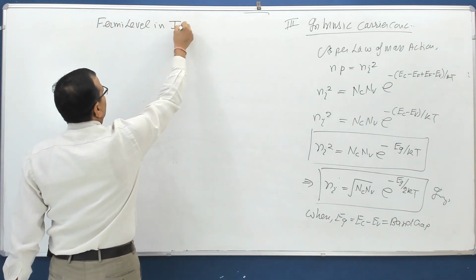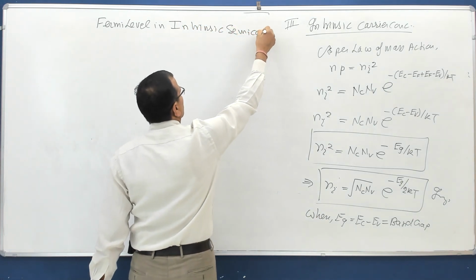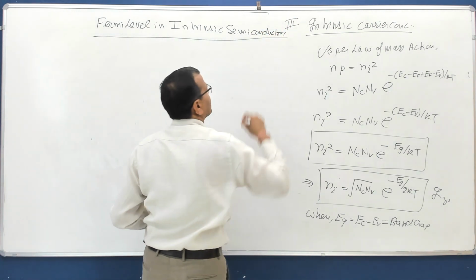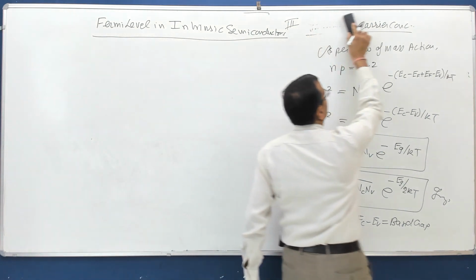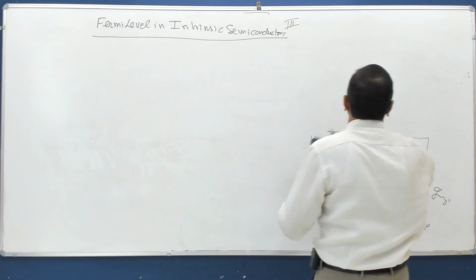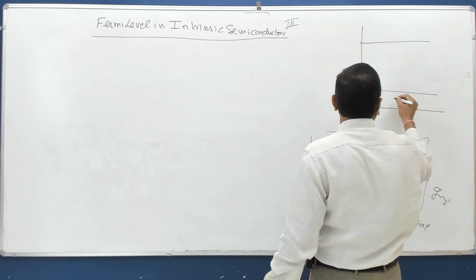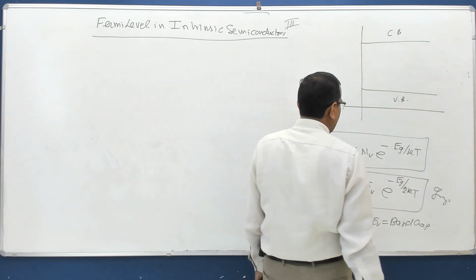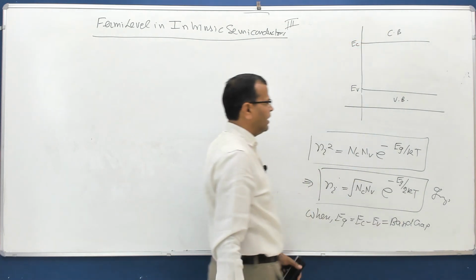Fermi level in intrinsic semiconductors. Let us draw the expression. First of all, I will draw the diagram. This is valence band, this is conduction band, and this is lowest level of valence band, this is highest level of conduction band.